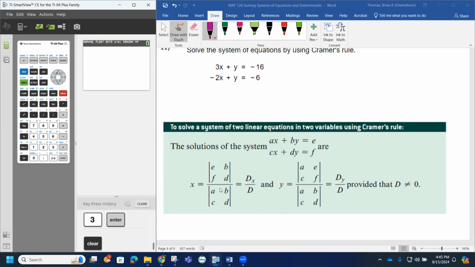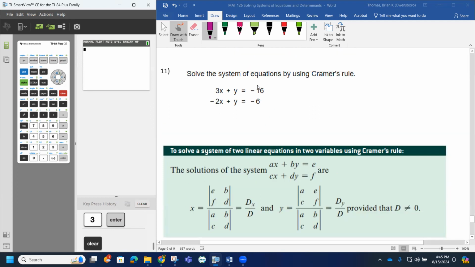But notice how the top determinant, basically what's happening is the constant column over here is going to become the x column. The x column gets replaced by the constant column over here. Notice how the y's stay in place. The bottom determinant is simply the coefficients of the x's and the y's.